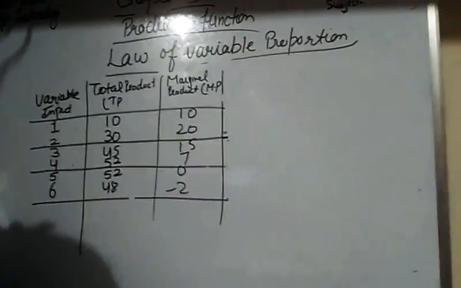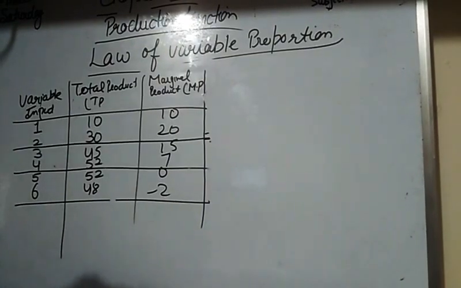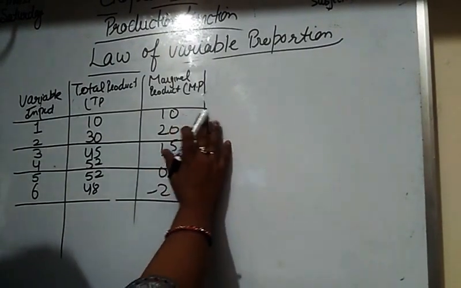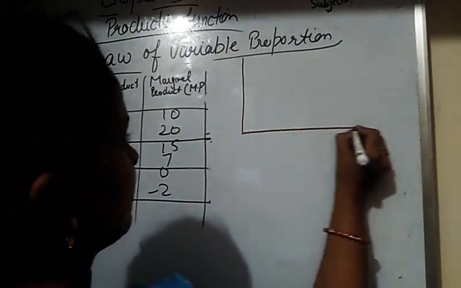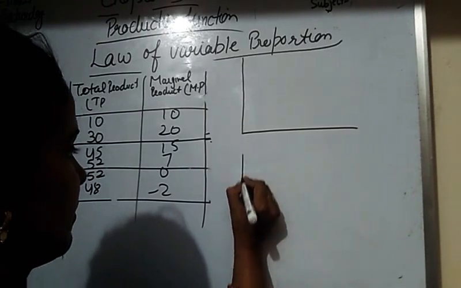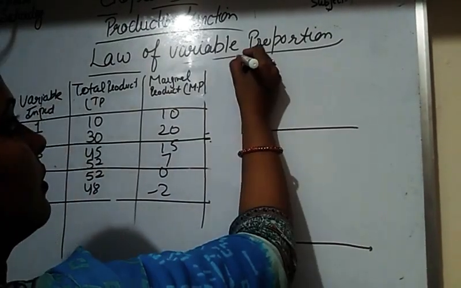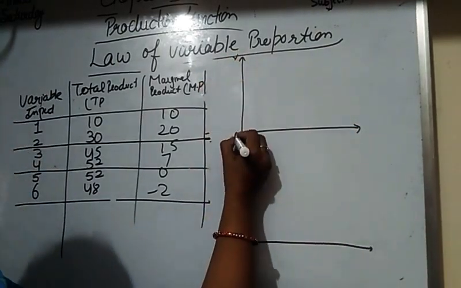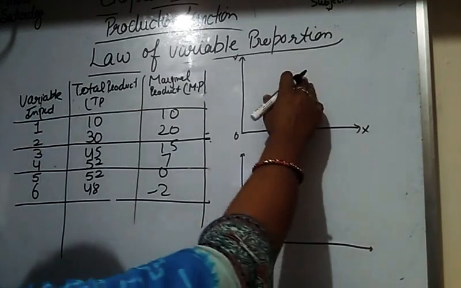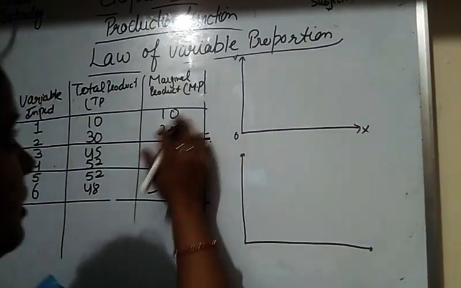So now I am preparing a diagram. Okay, so now I am presenting this table through a graph. So on these are two graphs. On one I am presenting the total product and on the second I am presenting the marginal product.